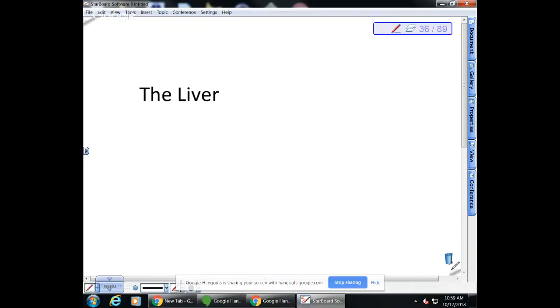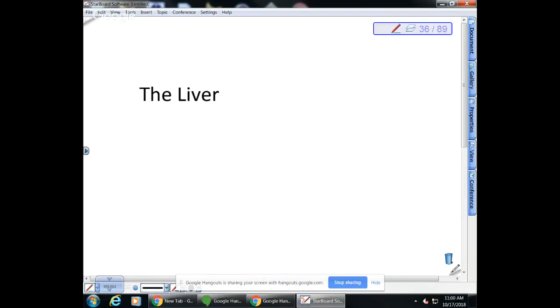So the liver is surprisingly large. Every time we do a cadaver dissection and we open somebody up, it looks like they're all one big liver, right? The liver is a very important organ in our body. It sits below the diaphragm, but it's connected via a ligament to the diaphragm. So it's kind of suspended from the diaphragm.